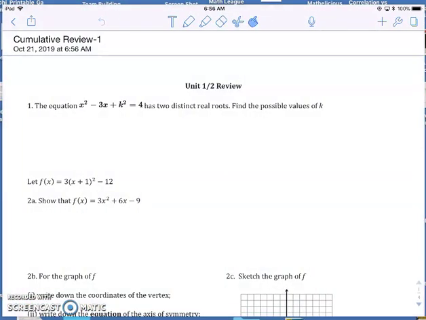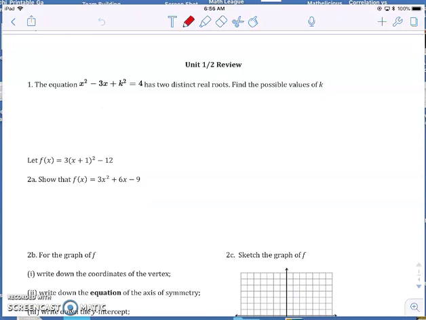All right, so that it has two distinct roots. Well, we know that this means our discriminant has to be greater than 0. So let's set this equal to 0. So we have x squared minus 3x plus k squared minus 4 equals 0. And now we know, for our discriminant to have two real roots, it has to be greater than 0. So b squared minus 4ac has to be greater than 0.